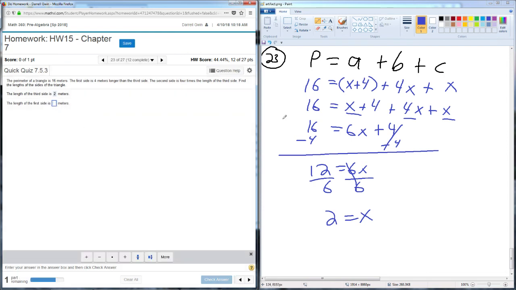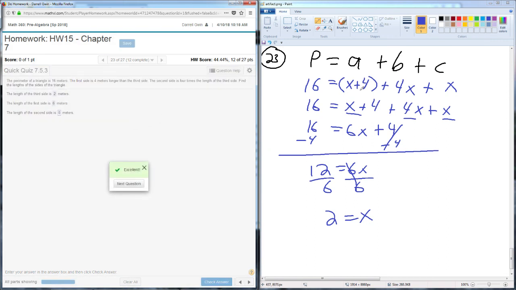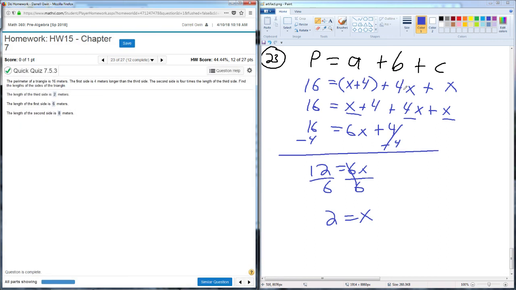The first side is x plus 4, so 2 plus 4 is 6. And the third side is 4 times 2, which is 8. Third side right there. And done.